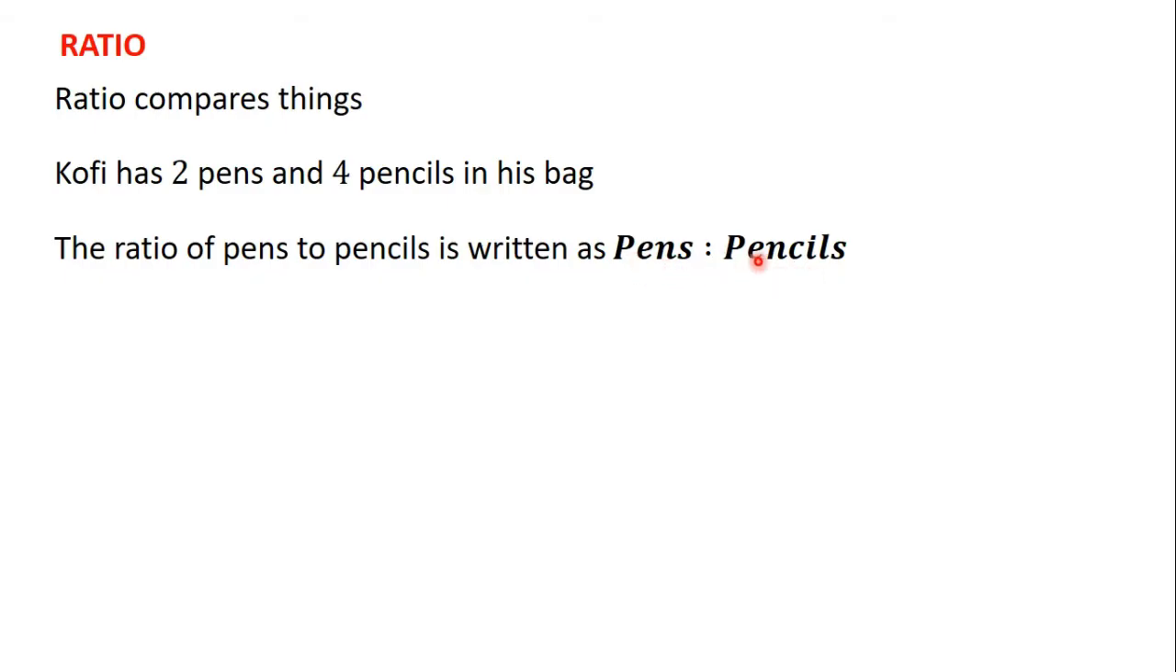Pens is to pencils. And this ratio, that is the ratio of pens to pencils, is equal to the number of pens, which is 2, then you bring your colon, then the number of pencils, which is 4. So the ratio of pens to pencils in Kofi's bag is 2:4.